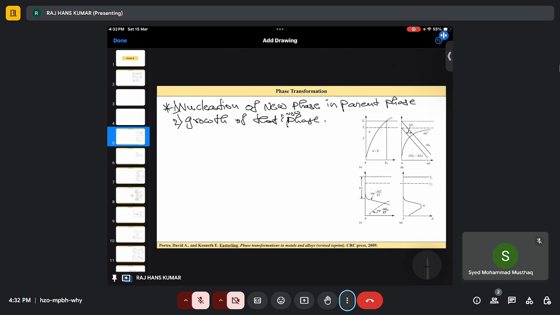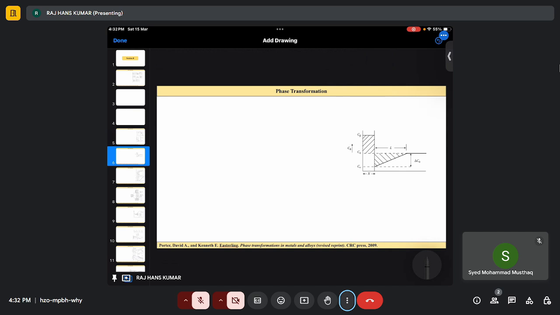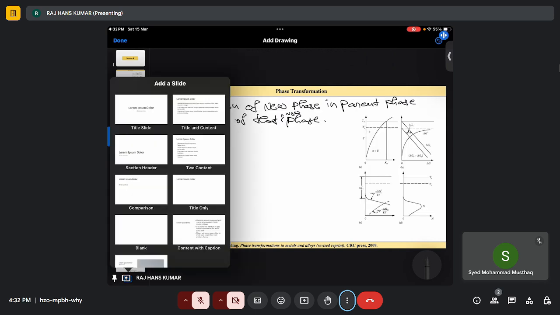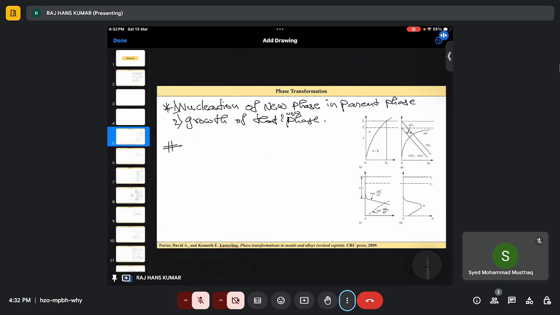Right? If the growth rate is very slow, then only the nucleation of the new phase will happen, and then you will have a very fine structure. And if you have a very low nucleation rate and a very large growth rate, then you have a very coarse microstructure. Now we know, I have derived the critical nucleation energy required to form a critical radius, right? So I'm going to write them again.